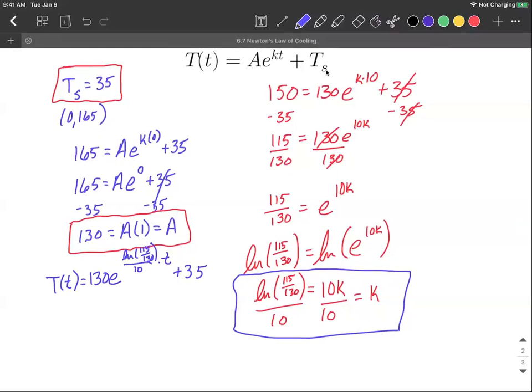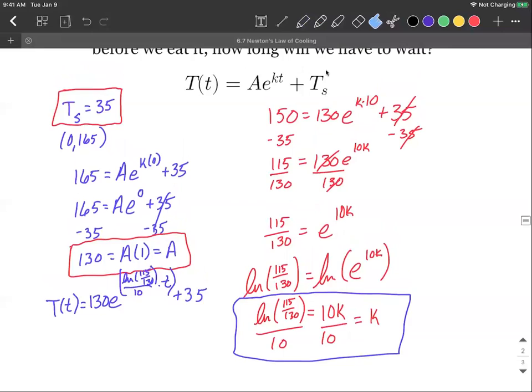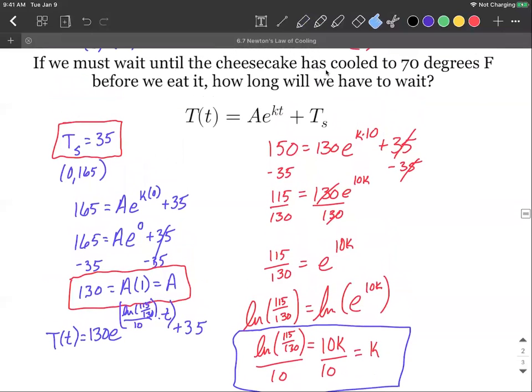So if all we were asked to do was come up with the function itself, and all of this is in the exponent, that would be our function. We were asked to go an extra step on this one though. Remember that we are not allowed to eat this cheesecake until it is only 70 degrees Fahrenheit. So we have a follow-up problem on this one.